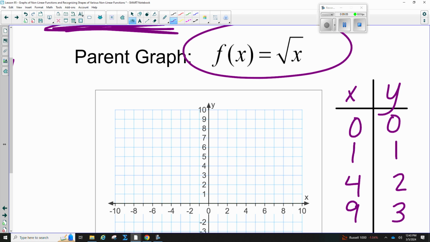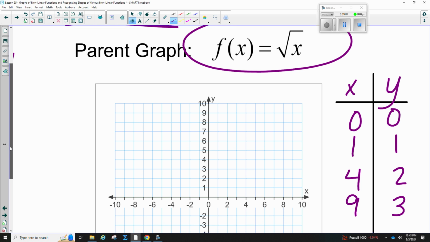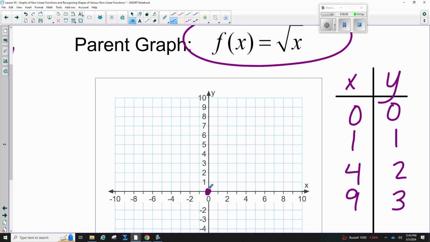Again, you're not going to have to remember this. You are going to have to know what this graph looks like. So I'm going to plot the points 0, 0, 1, 1, 4, 2, 9, 3. Okay, again, mainly, you got to know it looks like that. The square root graph is like a sideways half a parabola.